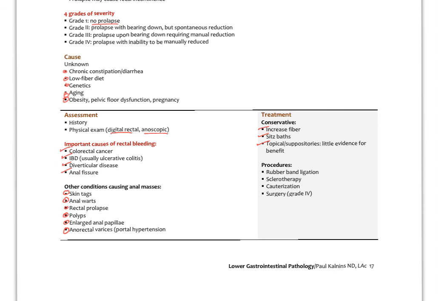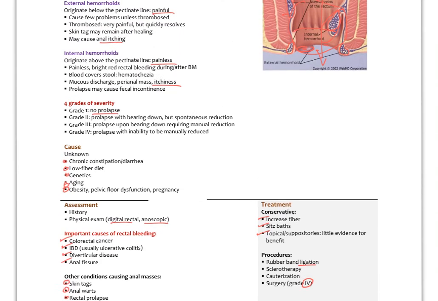There are different procedures. The little venous plexus can be ligated with a rubber band. That's called rubber band ligation. Sclerotherapy injects an agent into the venous system, which causes it to basically die and atrophy. Cauterization would be cauterizing it, burning it away. And then for grade 4 hemorrhoids, that would be surgical usually to correct that. So that's a little bit on hemorrhoids and how to maybe think about that.